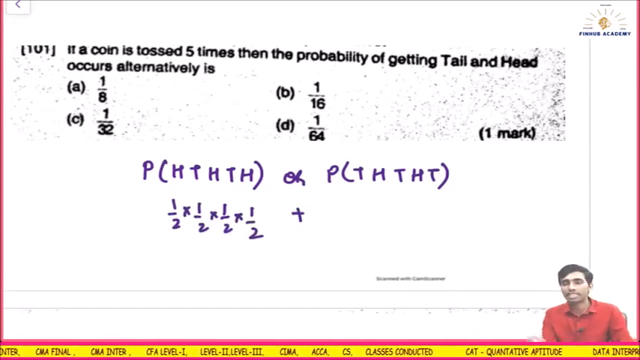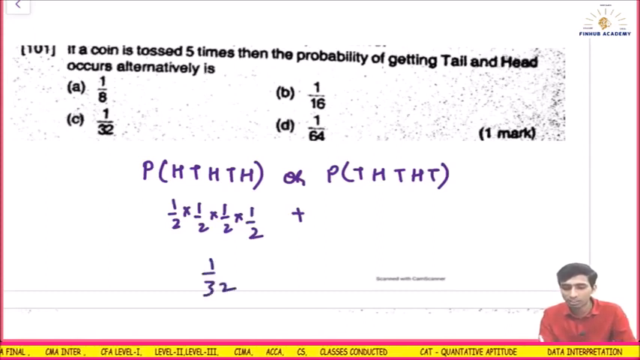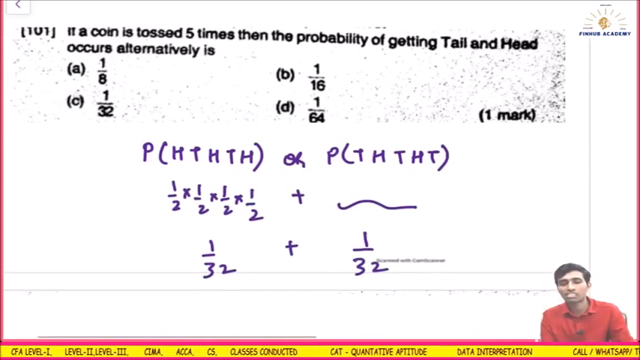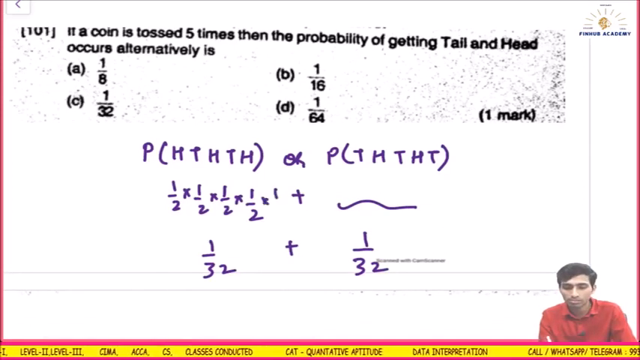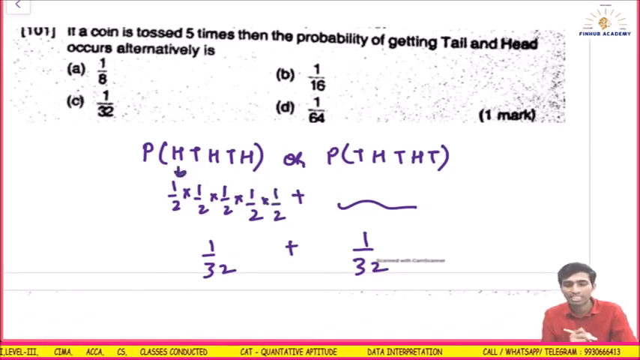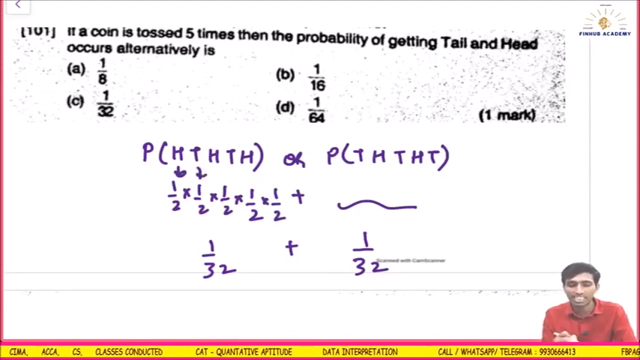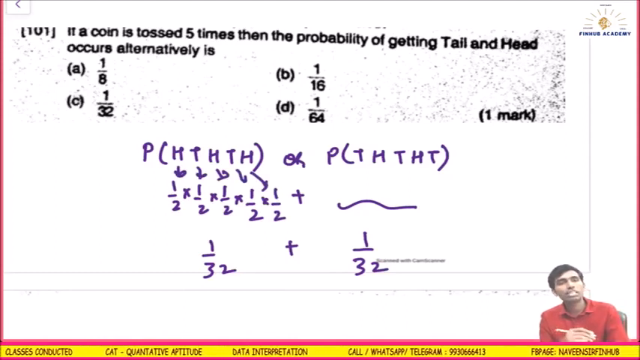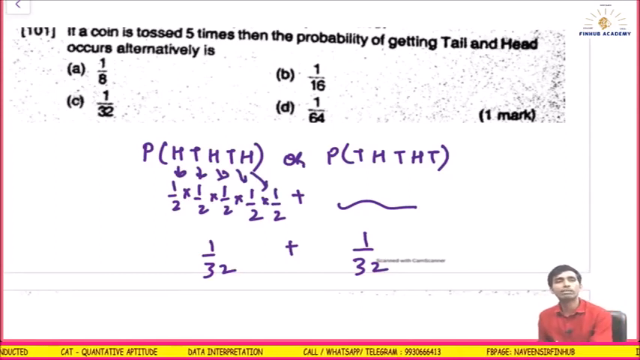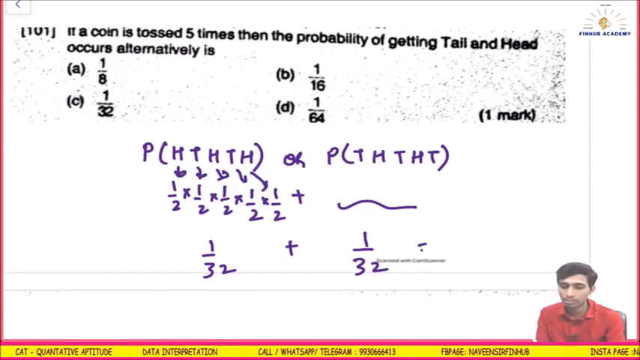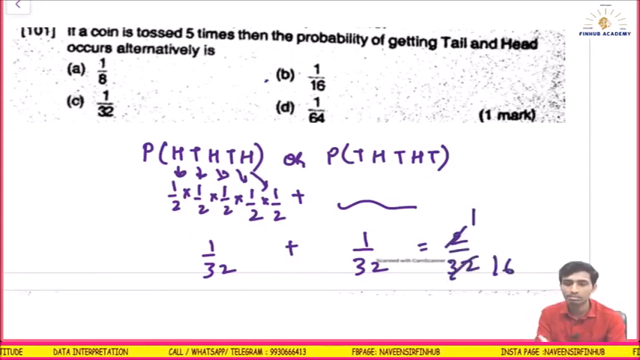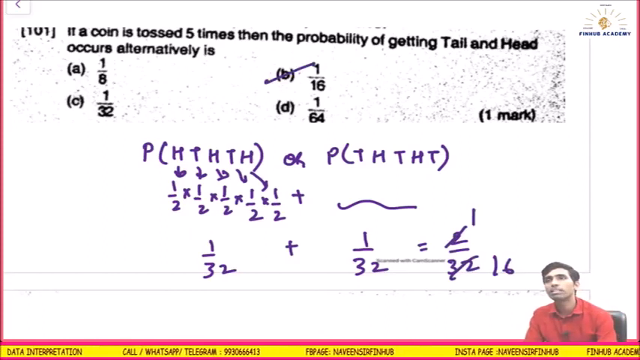Head and tail, head and tail, head means half into half into half into half into half. Correct? Whatever you get here, this will be 1 by 32. Same way here also you will get the same, so that is also 1 by 32. The probability of getting head is half, the probability of getting tail is half. Multiply, because AND is there in between. So 1 by 32 plus 1 by 32 means 2 by 32, so 1 by 16 is the answer. Option is B. Okay.